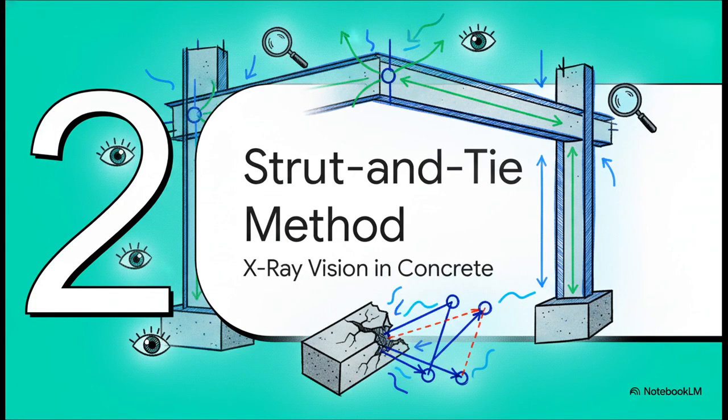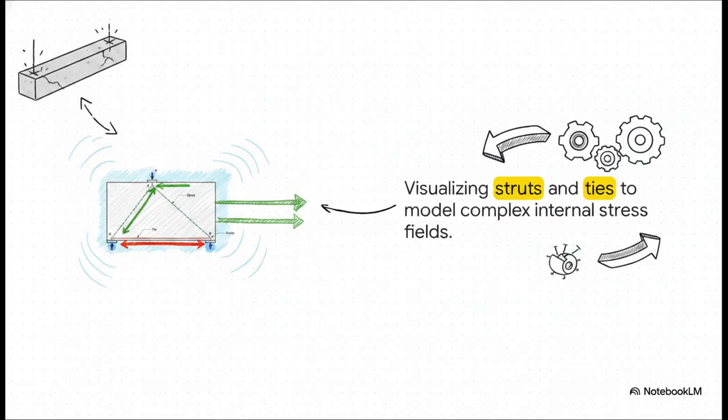Section 2. The strut and tie method, X-ray vision for concrete. So when standard assumptions fail, we pull out our next tool. Now, what's really interesting about this slide is how this essentially gives us X-ray vision right into the solid concrete. What you're looking at here is a strut and tie model, or STM for short. Instead of looking at this solid, confusing block of nonlinear stress, we're simplifying the complex internal forces into a really clear, two-dimensional truss. See those dashed green lines?